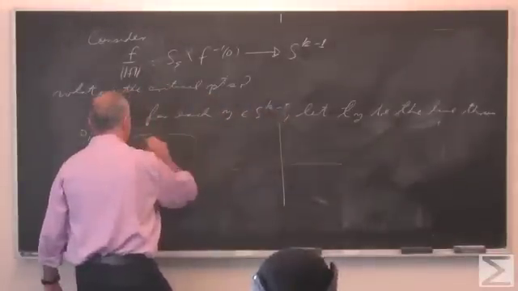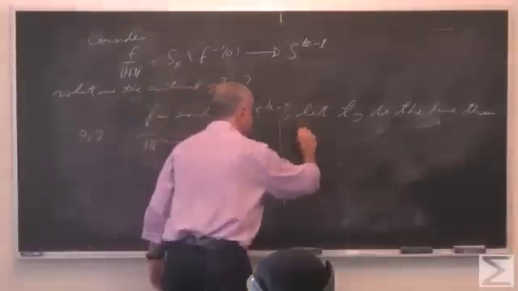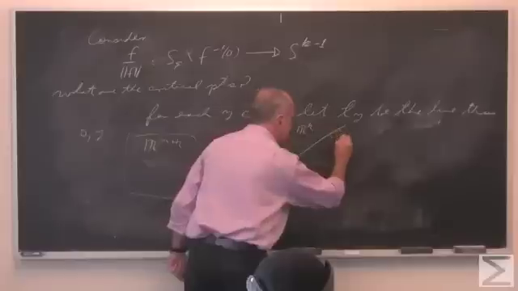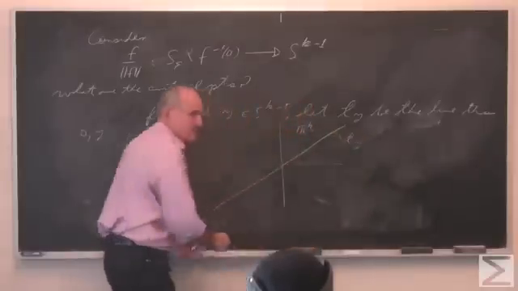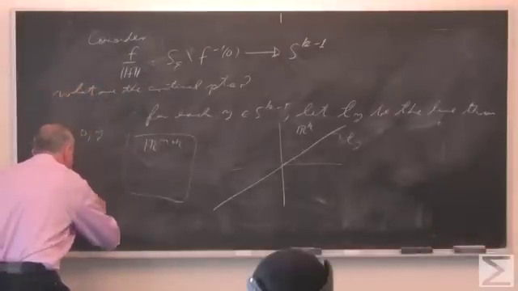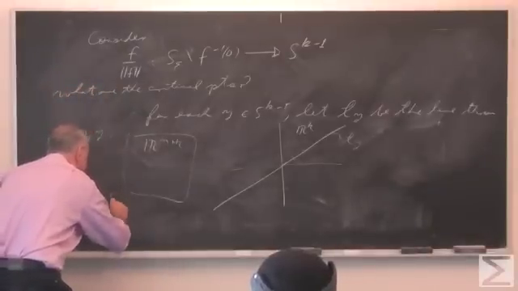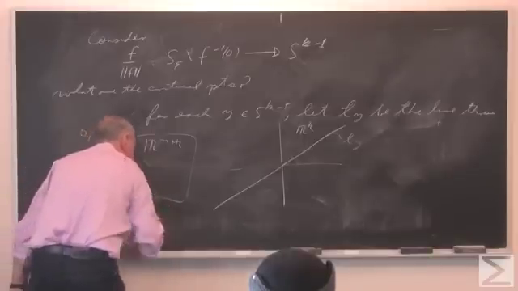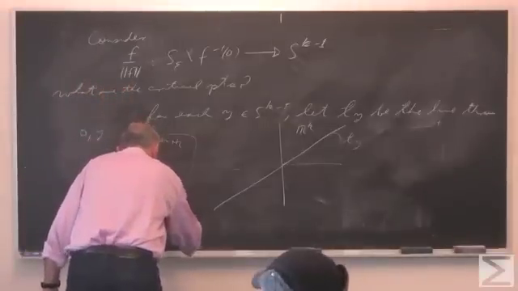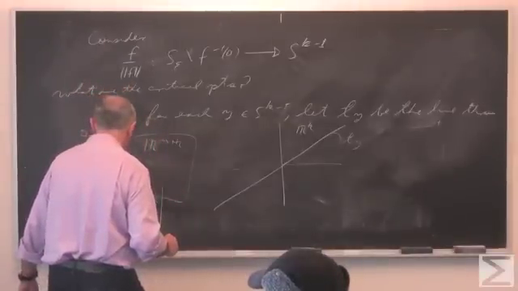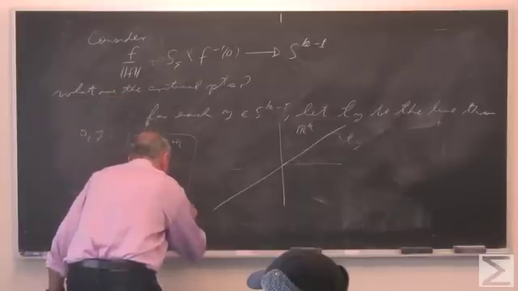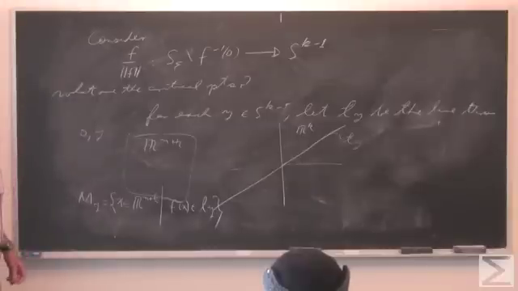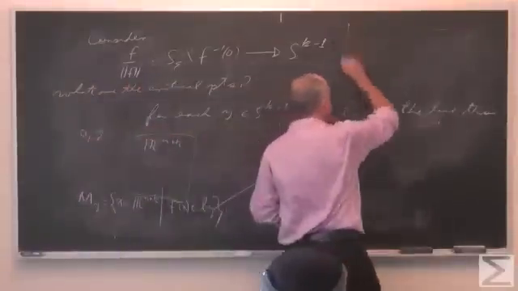So you have R^(m+k) and here you have R^k. You take a line; this is the line L_y. Let me define M_y to be the set of points x in the domain such that f of x is an element of this line L_y. It's pretty easy to see the lemma.